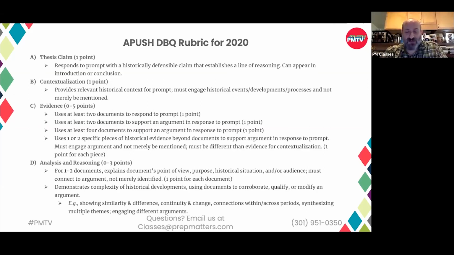And finally, the last 3 points are about explaining the document's point of view, who the author is, who the audience is, and you don't have to do all of them, just at least one of them for each of 2 documents to get both points. Again, I'm sounding like a broken record, but do so in a way that engages the argument, not just identifying, but synthesizing. And finally, the complexity point. Complexity is the one I think a lot of students struggle with.